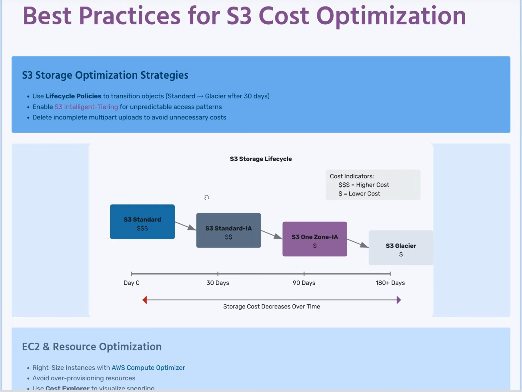So the best practices for S3 optimization: use lifecycle policies to transition objects, for example Standard to Glacier after 30 days. Enable S3 Intelligent-Tiering for unpredictable access patterns. Delete incomplete multipart uploads to avoid unnecessary cost. If you have incomplete multipart uploads, they keep occupying storage space, so make sure you remove them.